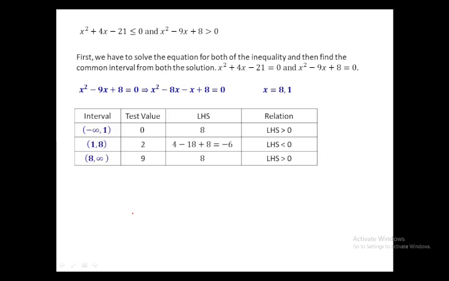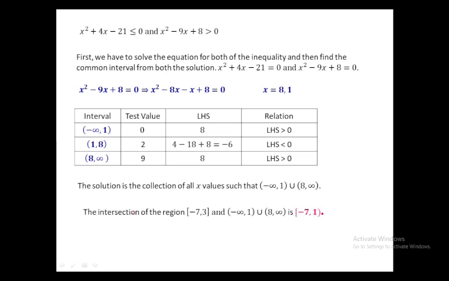Then you use the test values and find the values of the function. The possible solution is -infinity to 1 and 8 to infinity. This is the solution set. Then for the answer, we take the common values of the solution sets of both the inequalities. That is the closed interval -7, comma, open interval 1.